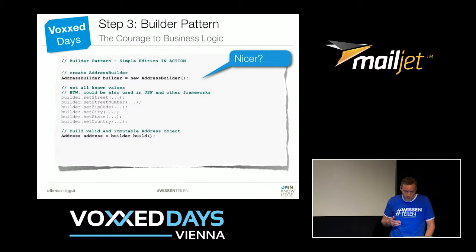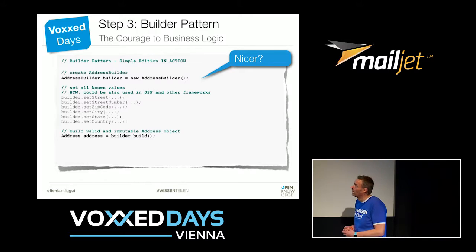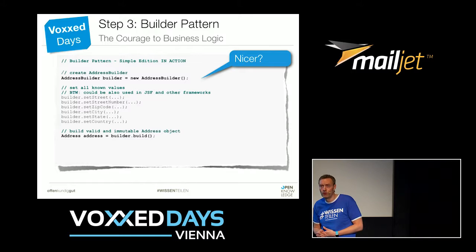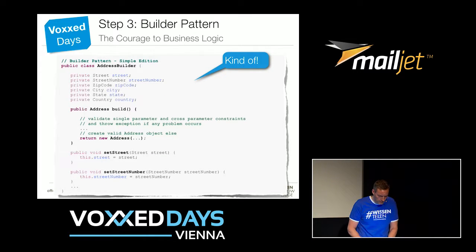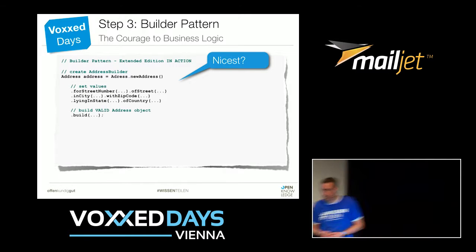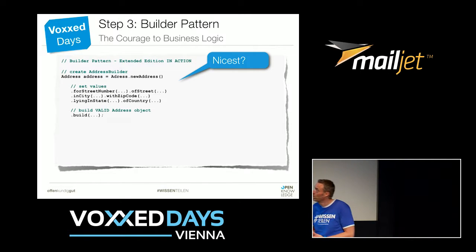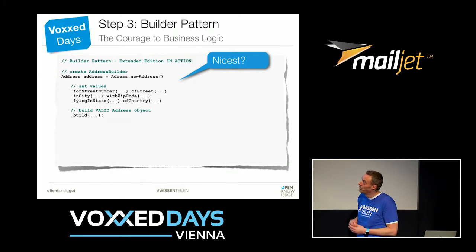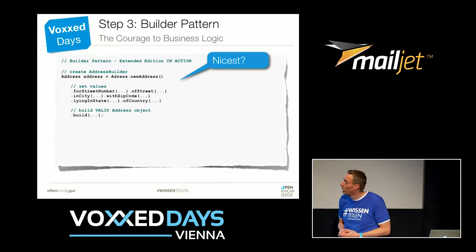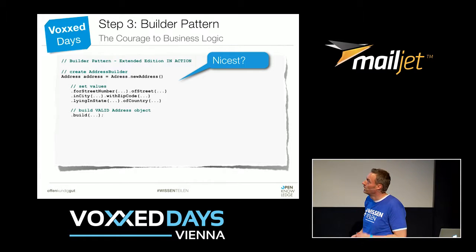But if we take a look at the code again, and I said one of our goals is to have readable code and maintainable code. This is not so clear what the code is doing if you take a look at this. So it would be nicer to have code like this. If we want a new address, we call on the Address a static method called newAddress, and then we say this is a new address for street number, of street, in city, with zip code, lying in state, of country, and then call build.